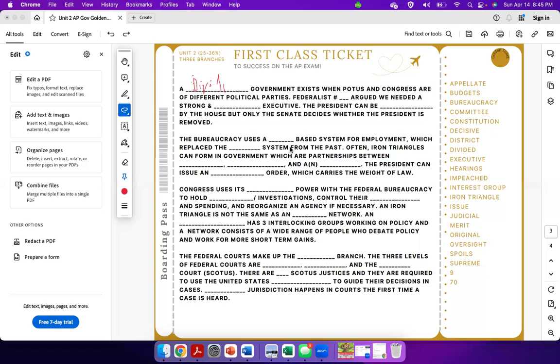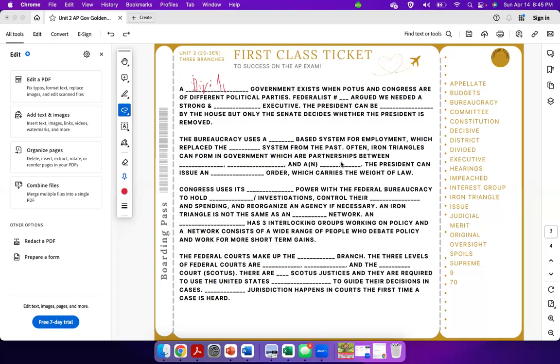Okay. Iron triangles, then. We are looking at the relationship between the bureaucracy, interest groups, and Congress. Often iron triangles can form a government, which are partnerships between the bureaucracy, interest groups, and well, I guess it could be an elected official. What do we have here? Committee, no. Executive, maybe. Anyways, iron triangles, we look at the relationship between Congress, the bureaucracy, and interest groups.